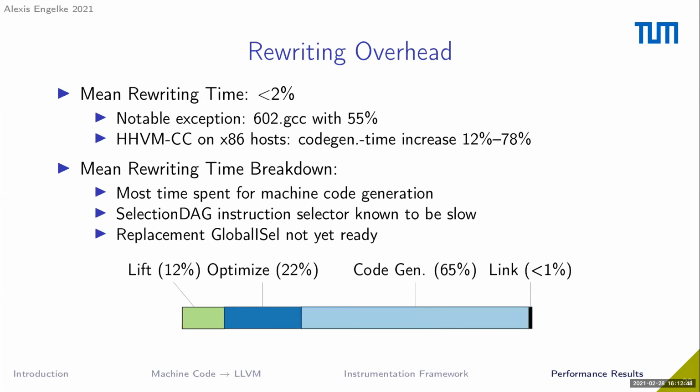If we look at where the time is spent, we see that the lifting and the optimization part is actually not the problem, but the problem is code generation. So SelectionDAG is slow. GlobalISel is work in progress, and it will be interesting to see whether GlobalISel will be able to achieve significant improvements on this front.